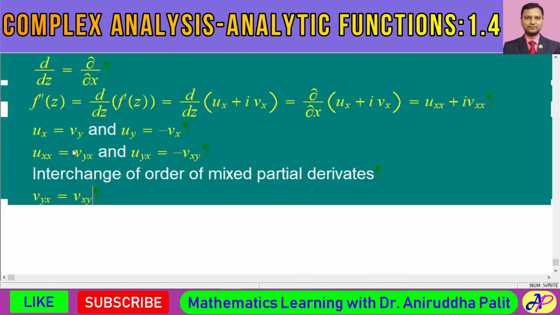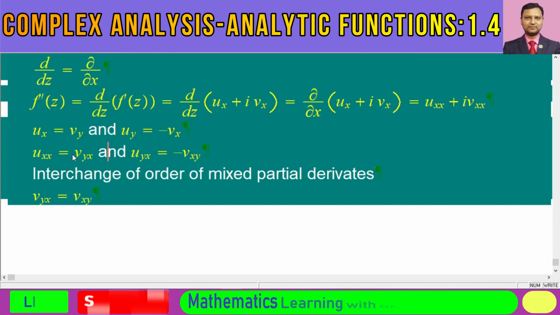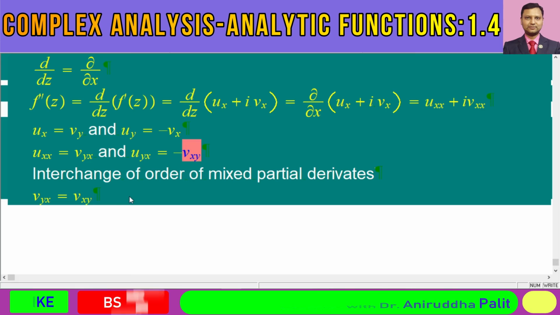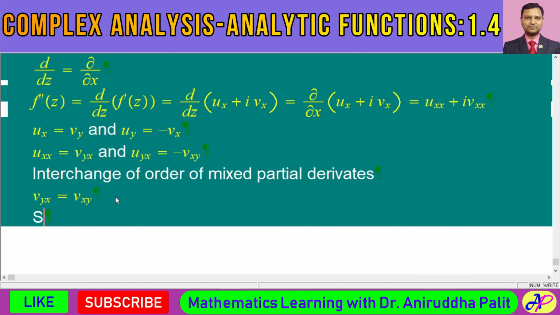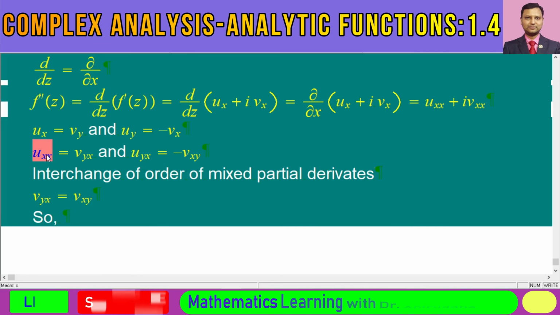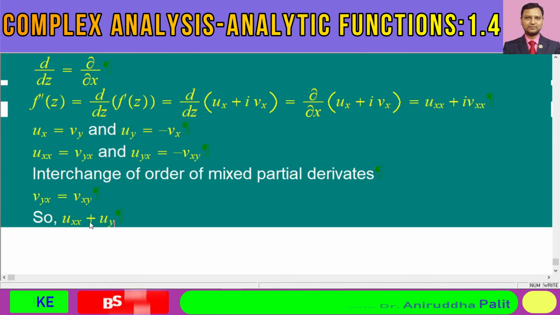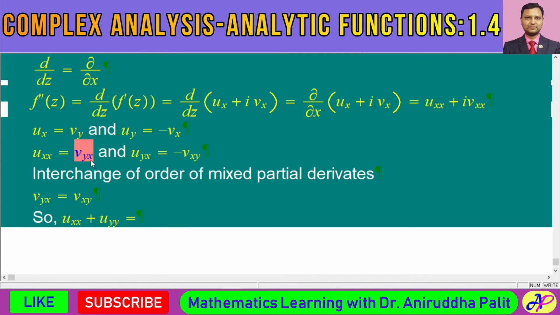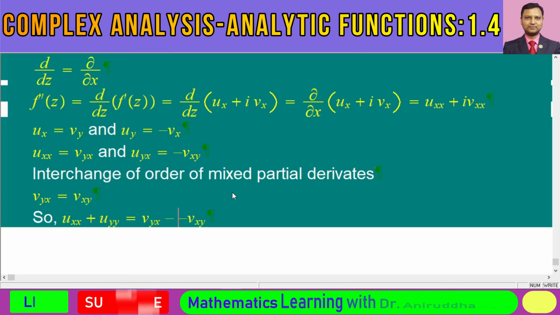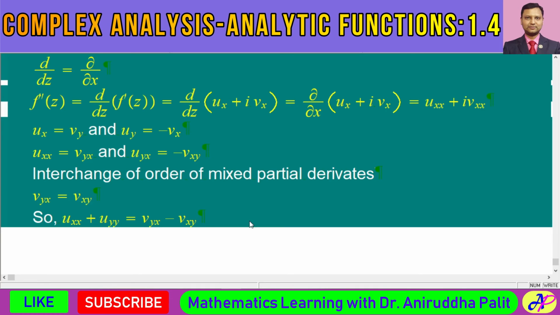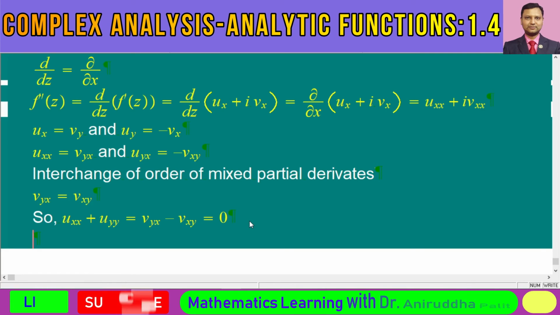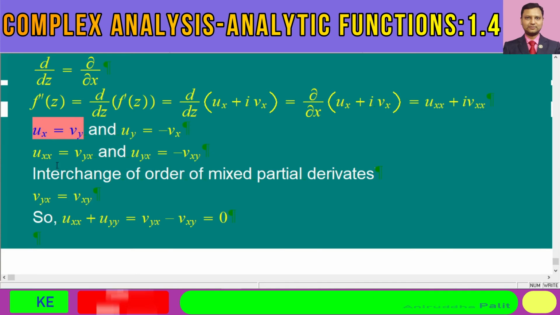It says that if the higher order partial derivatives, the mixed partial derivatives v_yx and v_xy, are all continuous, then one can write that v_yx is equal to v_xy. Therefore, u_xx plus u_yy: u_xx is equal to v_xy and u_yy is equal to minus v_yx. Because these two mixed partial derivatives are equal, we can say that this is equal to 0. Clear?